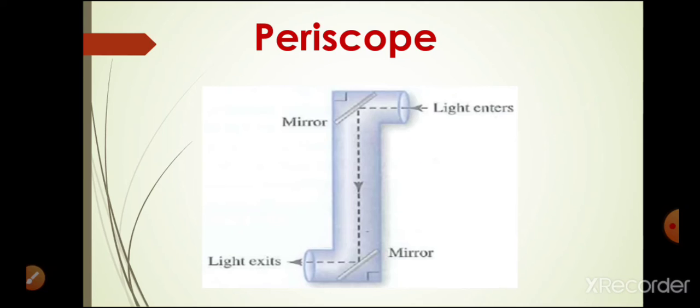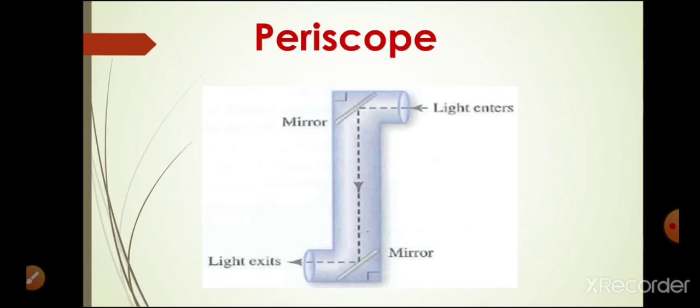Now students, we will talk about the periscope. What is a periscope? A periscope is a device, or an instrument, that is used to look at objects that are not in the line of sight of the observer. In simple terms, it is used to see objects that are hidden. Periscopes work on the phenomenon of multiple reflection of light.